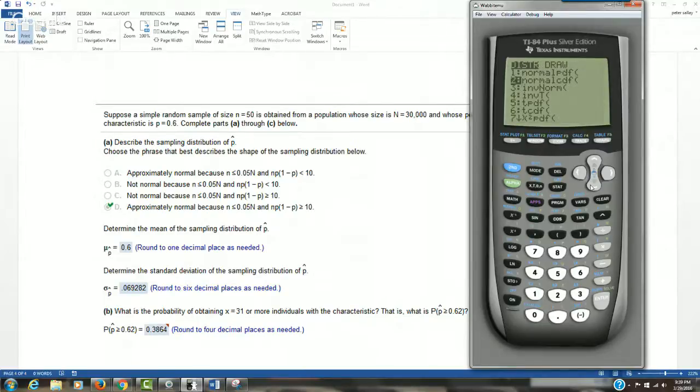Okay, we're trying to find a probability, which means I'm going to use norm CDF. I am checking to see if something is bigger than 0.62. Norm CDF measures things in terms of less than, so I'm going to do a lower bound of 0.62 and an upper bound of infinity, so 1 E 99. My mean in this case, since we're talking about proportions, is 0.6. And my standard deviation is the sample number that we calculated, 0.0669282.